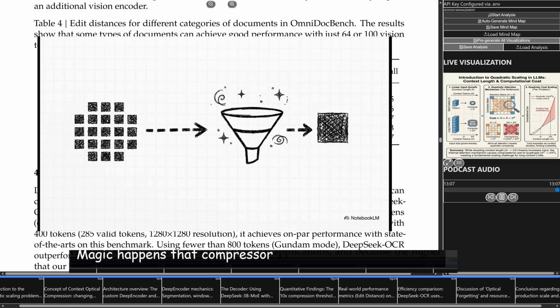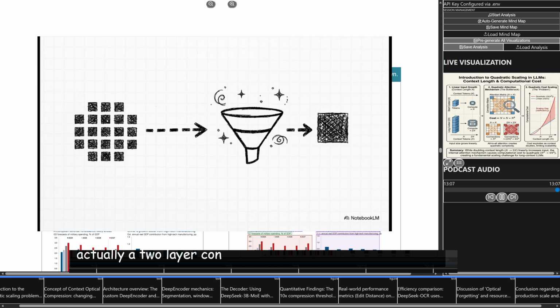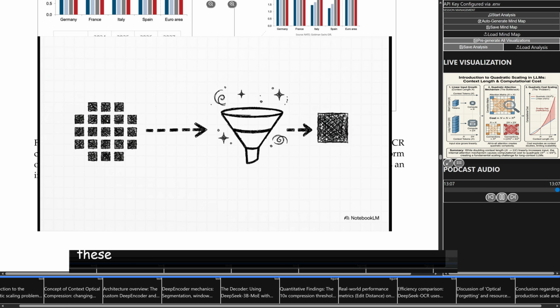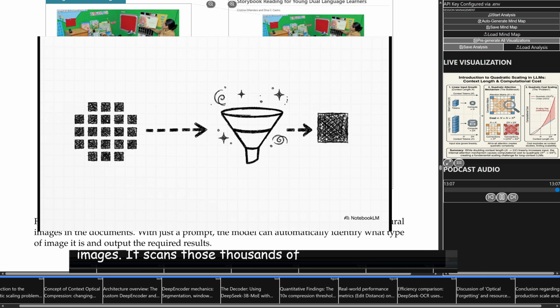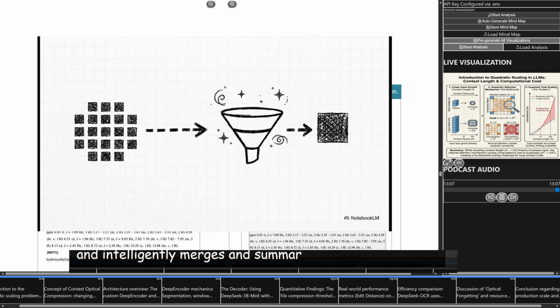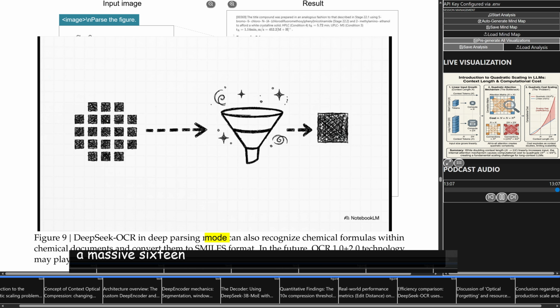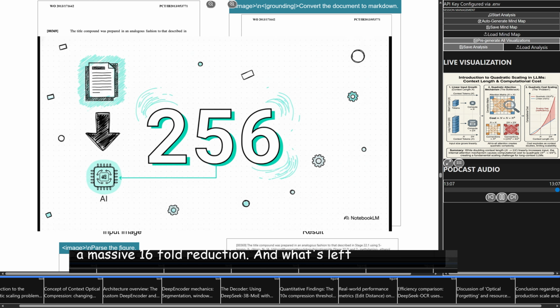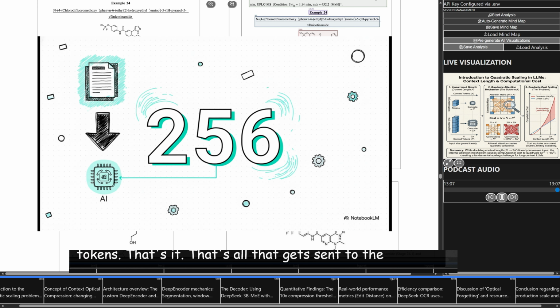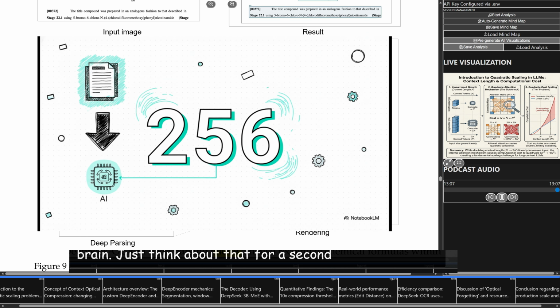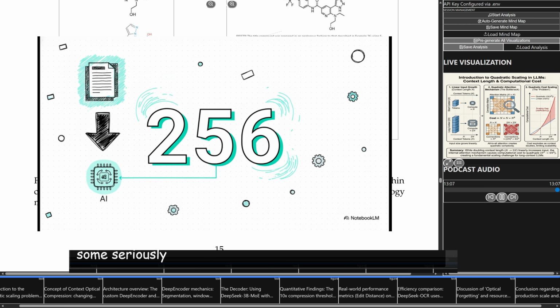That compressor in the middle, which is actually a 2-layer convolutional module, kicks in. Now, these modules are absolute wizards at finding patterns in images. It scans those thousands of tokens and intelligently merges and summarizes them, resulting in a massive 16-fold reduction. And what's left? Just 256 tokens. That's it. That's all that gets sent to the AI's brain. Just think about that for a second. We went from over 4,000 pieces of data down to just 256, all while keeping the essential meaning of the page intact. That is some seriously incredible efficiency.